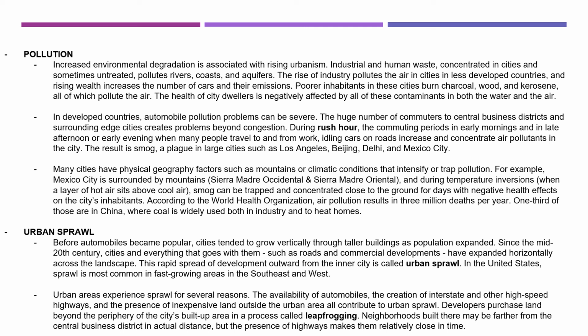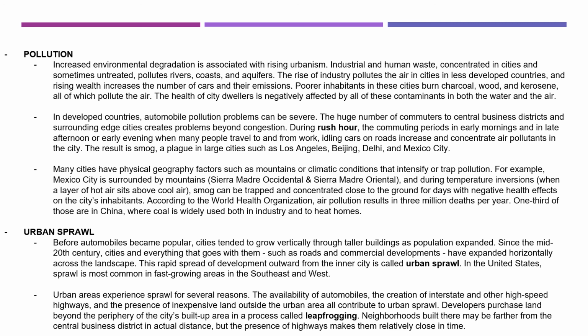Before automobiles became popular, cities tended to grow vertically through taller buildings as population expanded. Since the mid 20th century, cities and everything that goes with them, such as roads and commercial developments, have expanded horizontally across the landscape. This rapid spread of development outward from the inner city is called urban sprawl. In the United States, sprawl is most common in fast-growing areas in the southeast and west. Again, that's the Sun Belt.